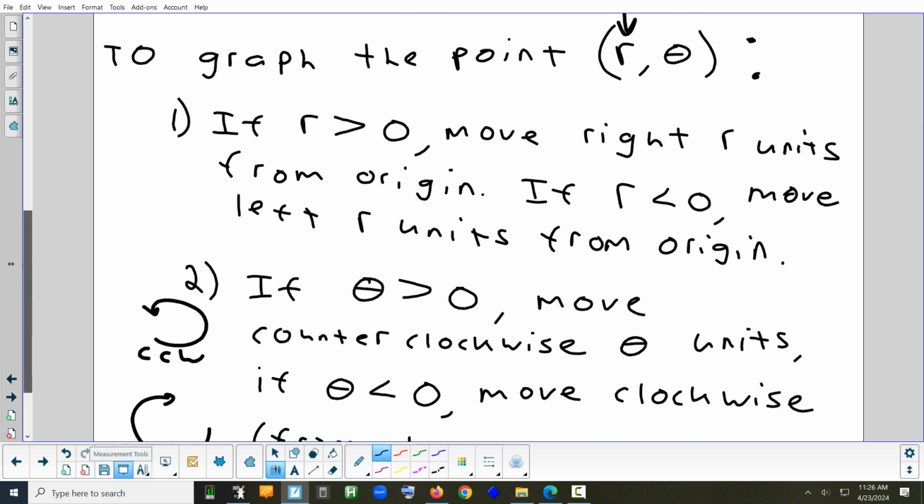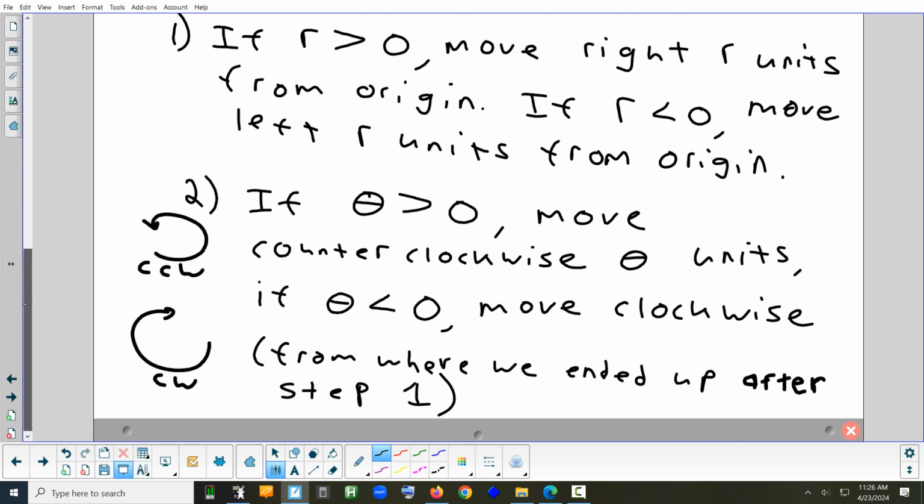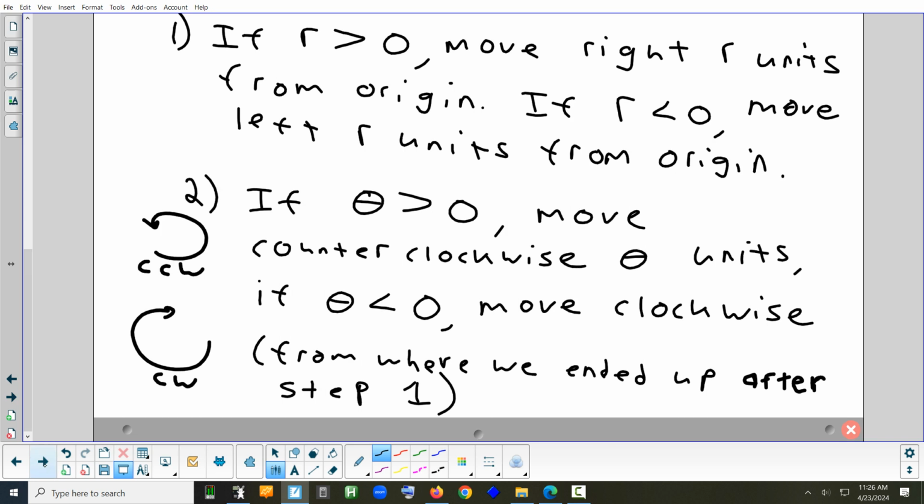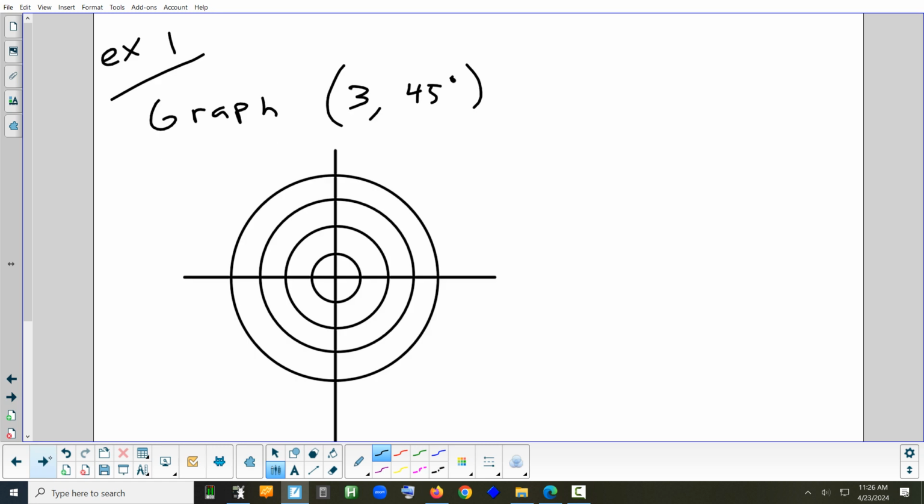Does everybody have the steps for r and for theta? You do step 1 first. That controls how far away from the origin you are. Then you rotate from there. We've got to be pretty comfortable with everything: degrees, radians, positives, negatives, decimals, any kind of numbers.